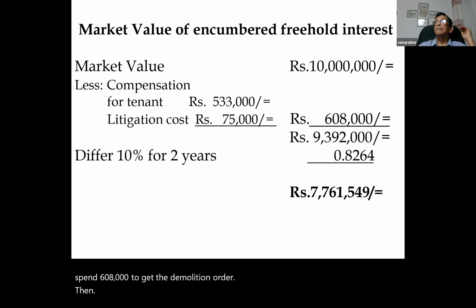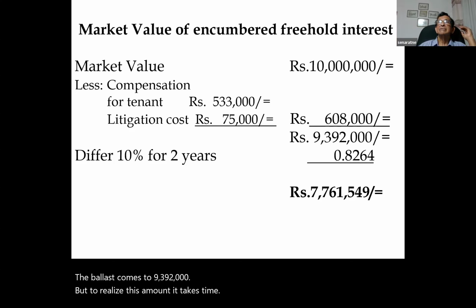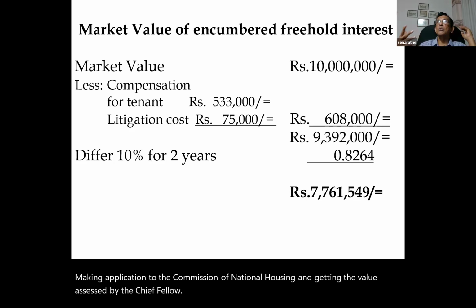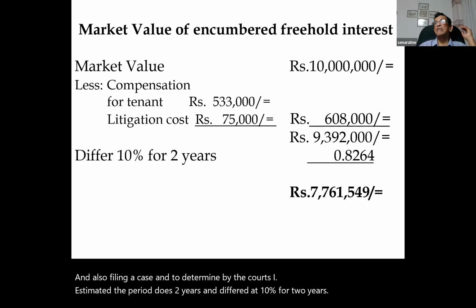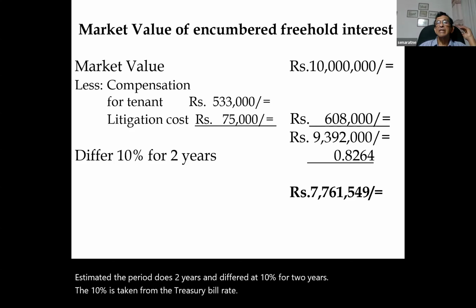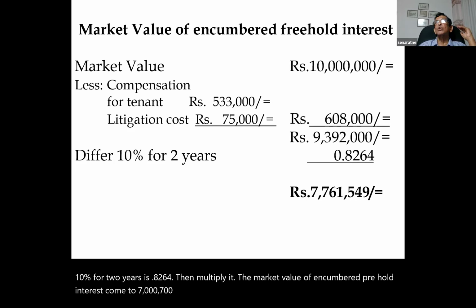Then the money he has to spend, when we deduct that from the market value, the balance comes to 9,392,000. But to realize this amount, it takes time: making an application to the Commissioner of National Housing, getting the value assessed by the chief valuer, and also filing a case and having it determined by the courts. I estimated the period as 2 years and deferred at 10% for 2 years. The 10% is taken from the treasury bill rate, right? And 10% for 2 years is 0.8264. Then when multiplied, the market value of the encumbered freehold interest comes to 7,761,549.